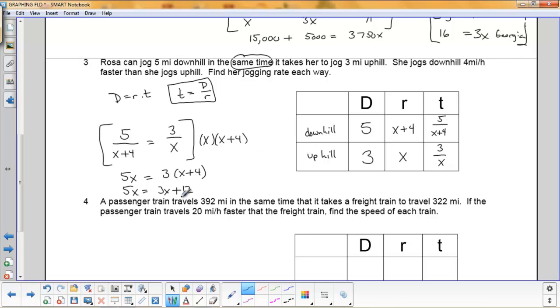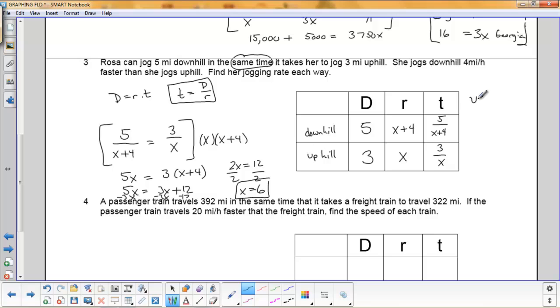So we subtract 3x from both sides. That leaves us 2x equals 12, so x equals 6. Her speed is 6, in this case, miles per hour. So we're looking for her rate each way. So when she runs uphill, she's running at 6 miles per hour. When she's running downhill, she's running at 10 miles per hour.